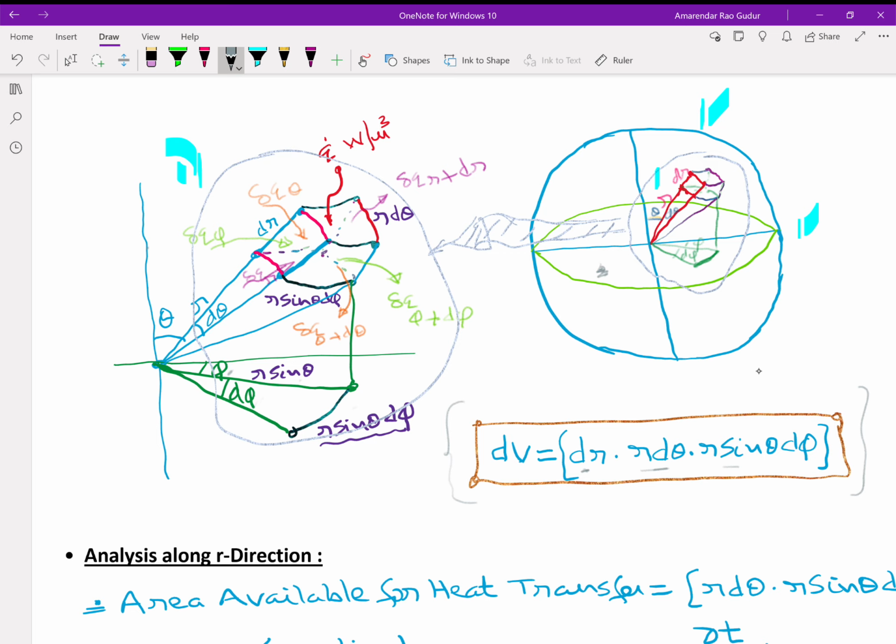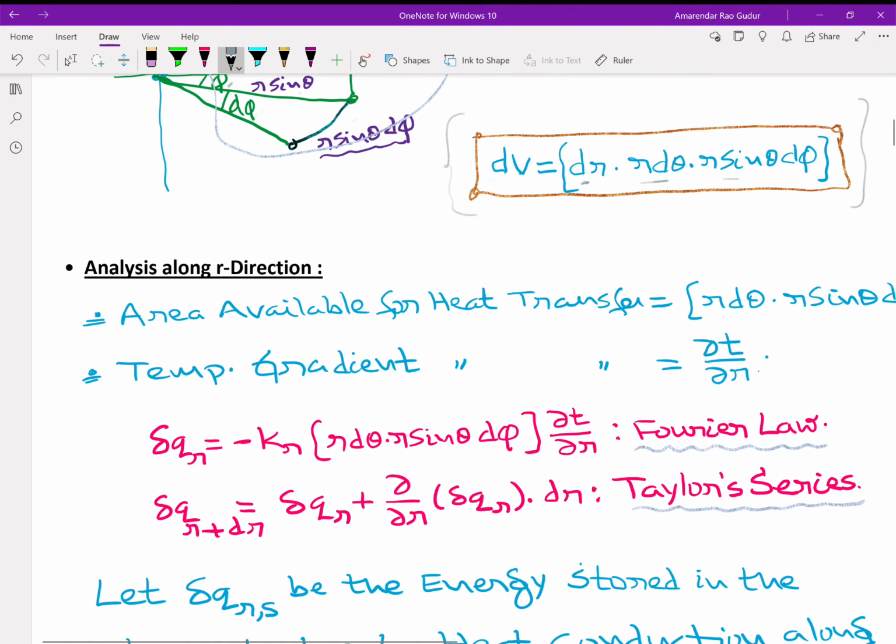Then del Q phi plus d phi is the rate of heat conducted away from the element along phi direction. And to make the situation more generic, we have some internal heat generation at a rate of q dot watts per meter cube. So once we understand how the energies are created and how the energy is generated, it becomes easy to carry out the analysis. And for clarity, we do the analysis in these three directions separately.